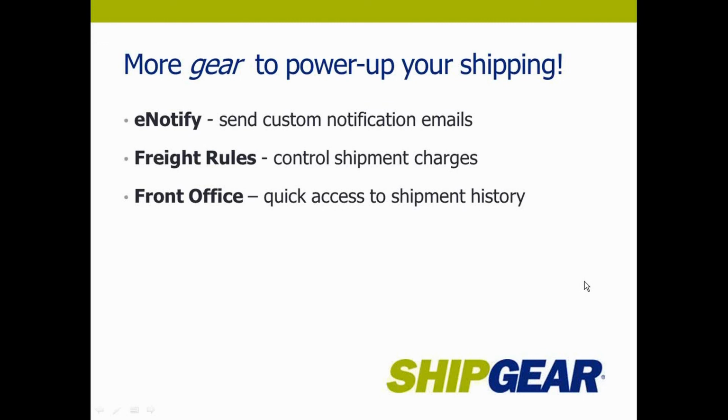And then just the last add-on that we have is called Front Office. It's similar to a dashboard view. You get access to your shipment history. So someone that may not have the QuickBooks software or the UPS WorldShip software that may be handling any inbound inquiries about shipping charges or tracking information, they can use this Front Office tool to search by the customer name or their invoice to see the tracking history.